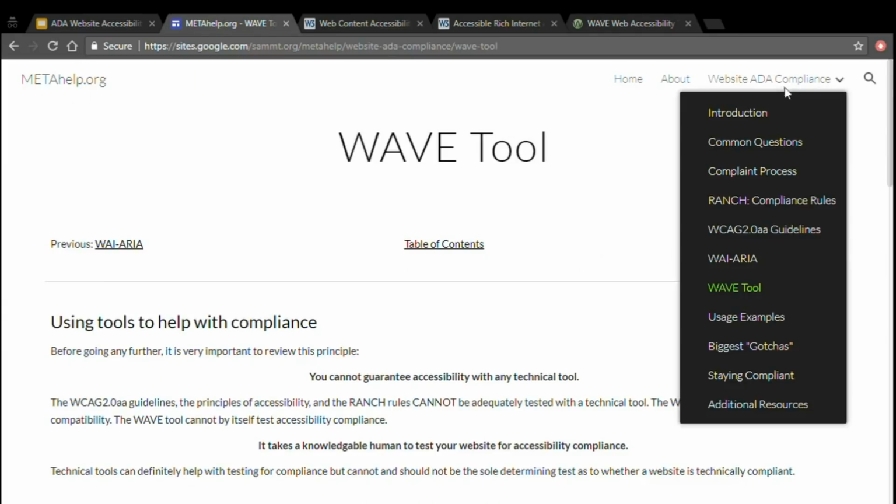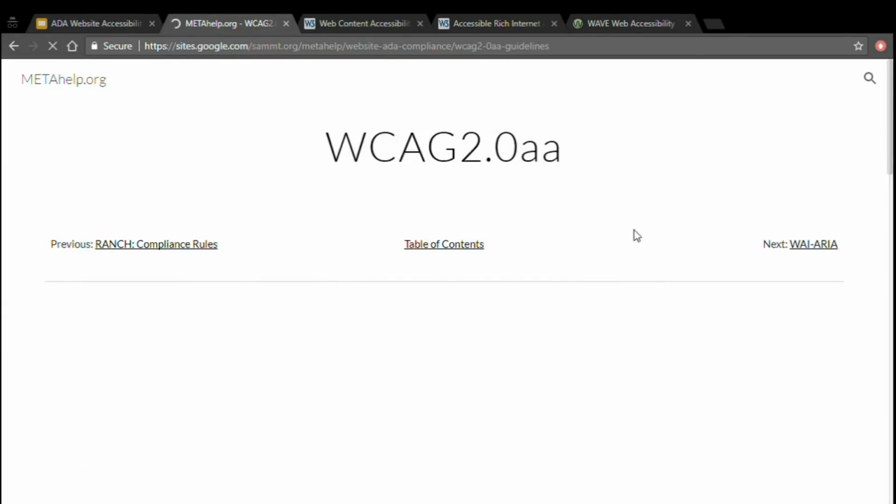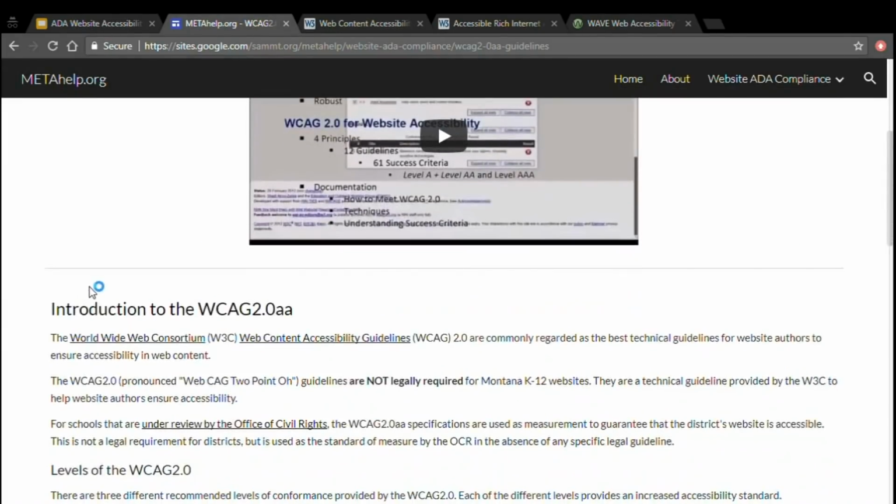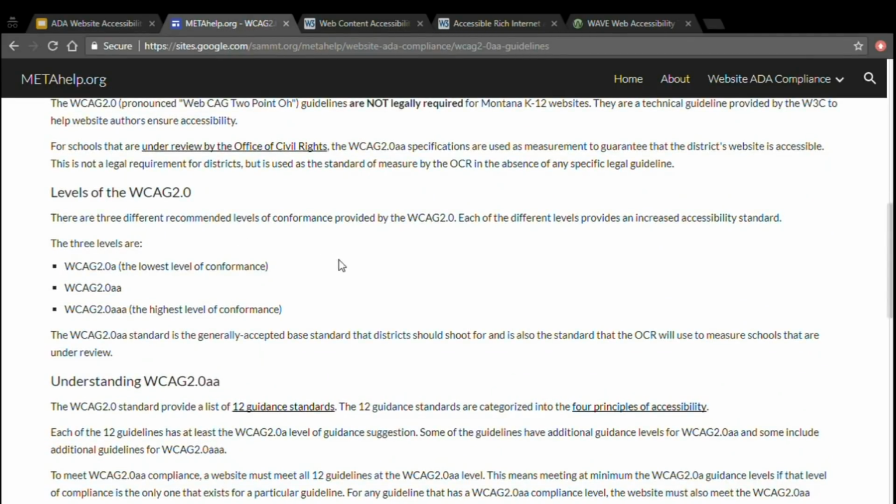Note that there are 3 levels of WCAG 2.0 compliance: A, AA, and AAA. AA is the compliance most appropriate for Montana Public Schools. The metahelp.org website goes into greater detail on WCAG 2.0 compliance levels and how to make sure your district is compliant.